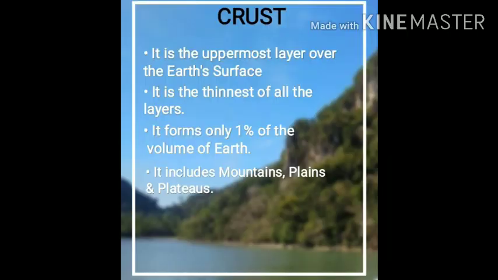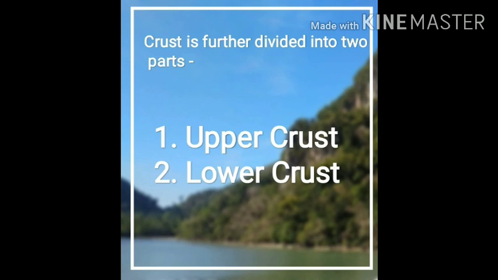First layer is crust. It is the uppermost layer over the Earth's surface. It is the thinnest of all the layers. It forms only 1% of the volume of Earth. It includes mountains, plains, and plateaus. Crust is further divided into two parts, upper crust and lower crust. So now we'll see what is upper crust and what is lower crust.